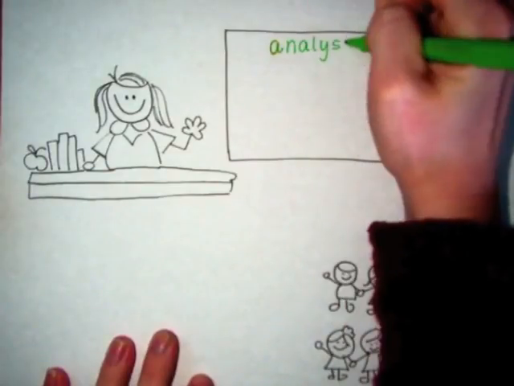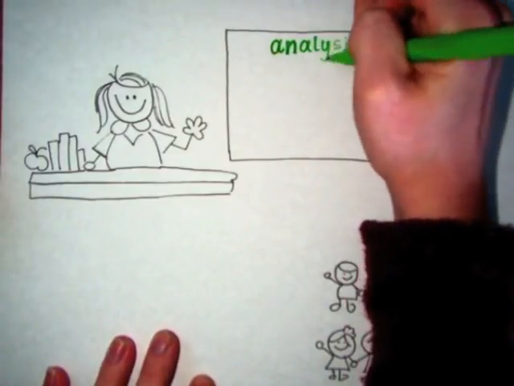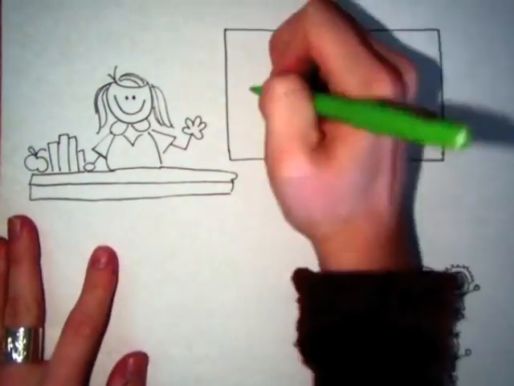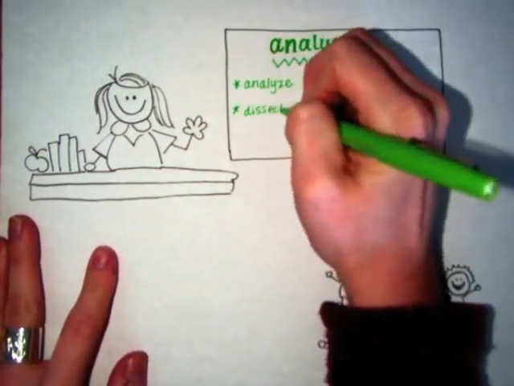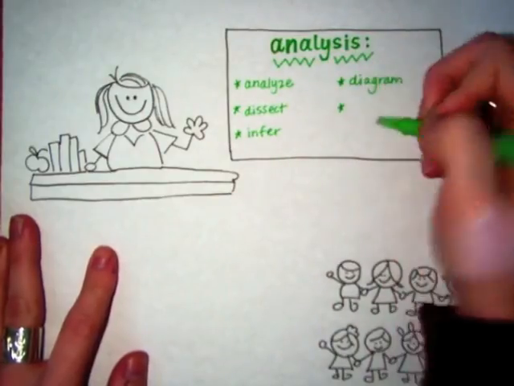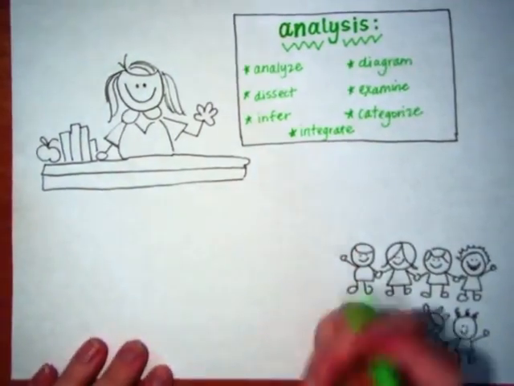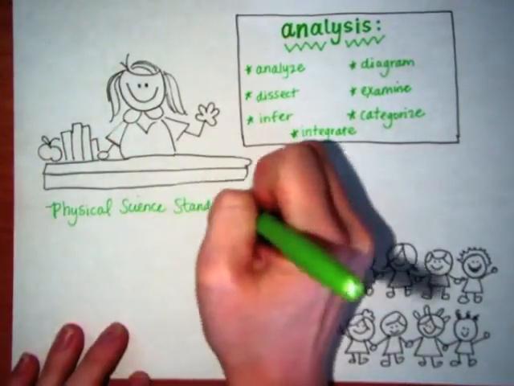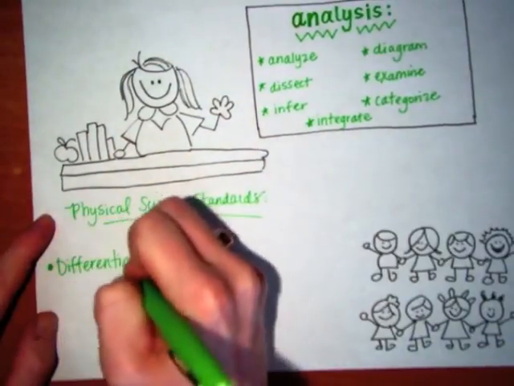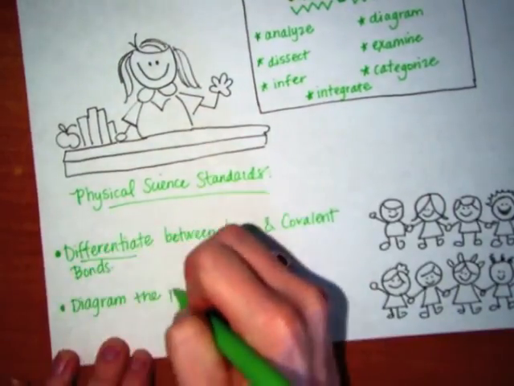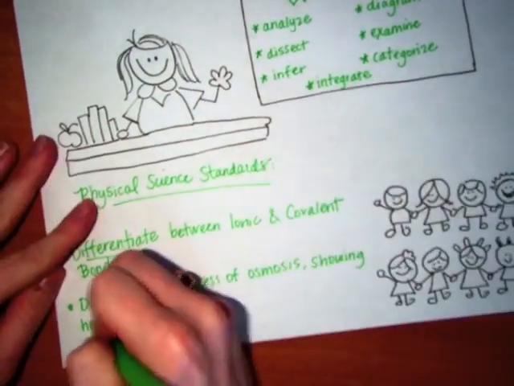The analysis level asks students to deconstruct information into smaller pieces, allowing them to make inferences about the information that they are learning. As a teacher, you are testing a student's ability to determine how parts come together to form a whole. Analytical questions begin with words like analyze, dissect, infer, diagram, or examine. This is my favorite domain to use in my science class because my students are able to really showcase their knowledge and begin to demonstrate higher order thinking.